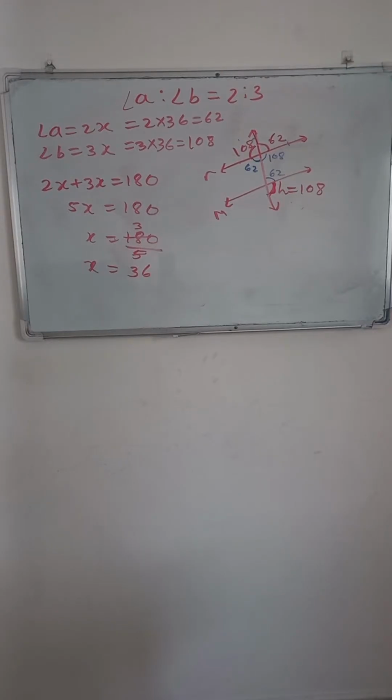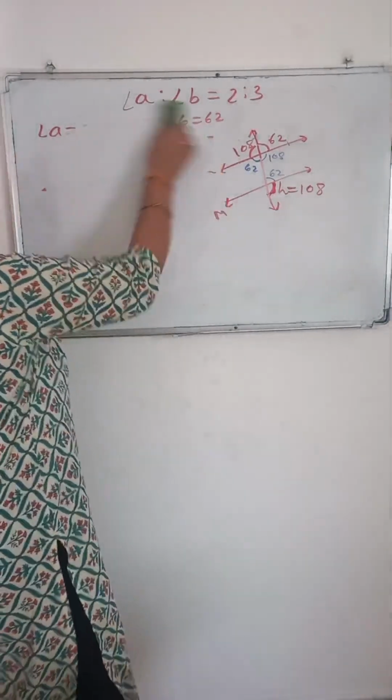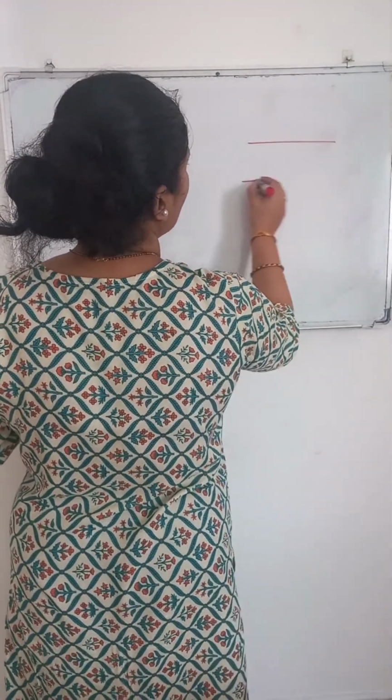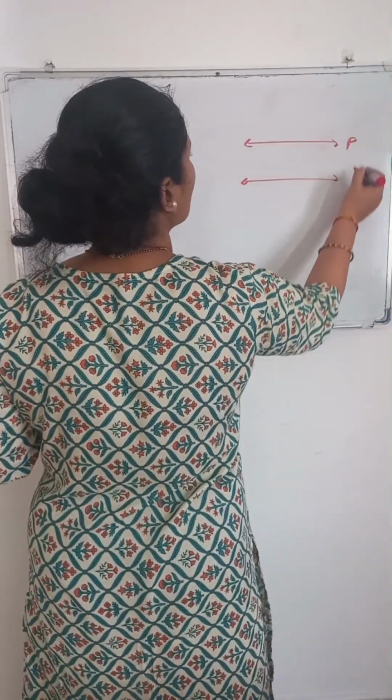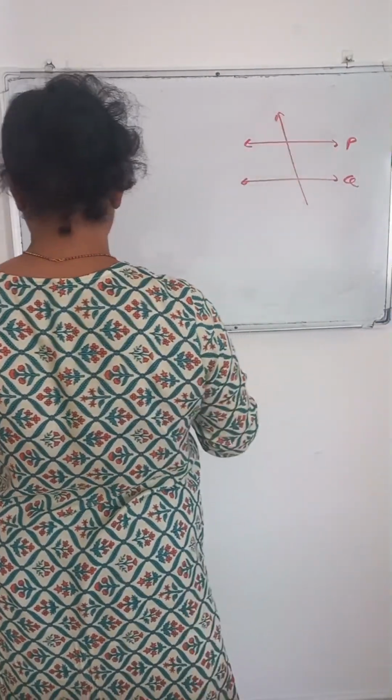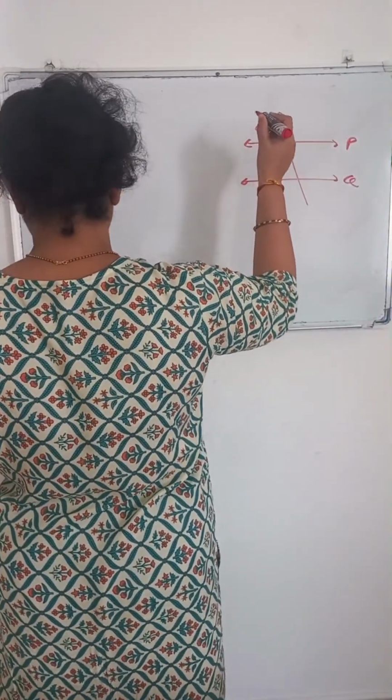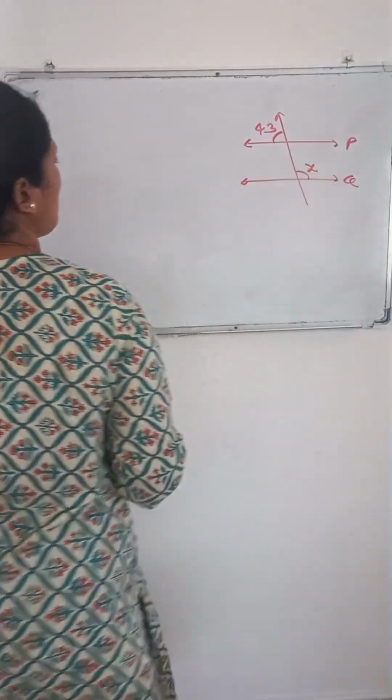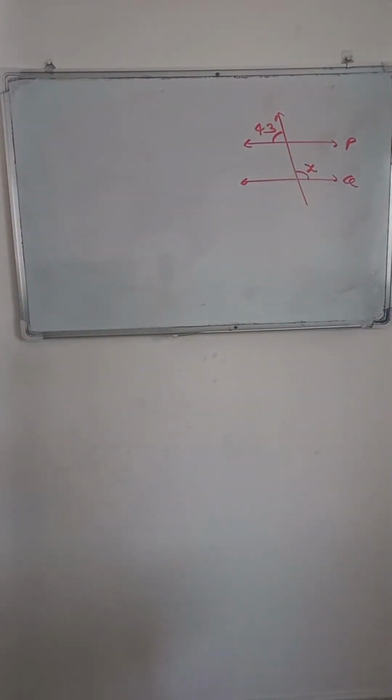Write down the next question. If P is parallel to Q, then find the value of X. So this angle is 43 and this angle is X. Okay, so how can you find out the angle X?